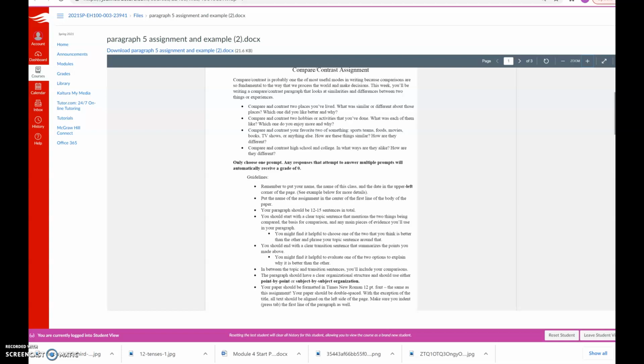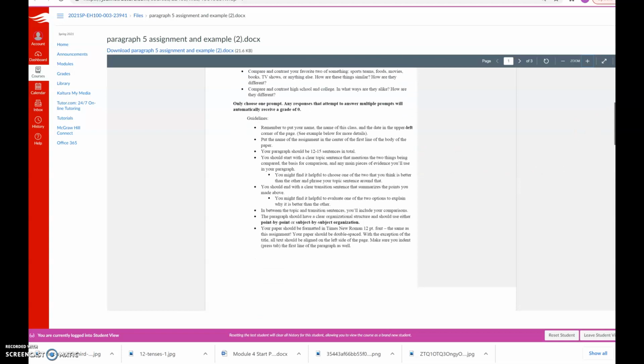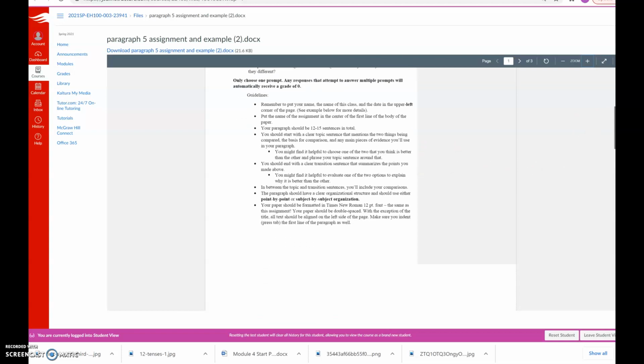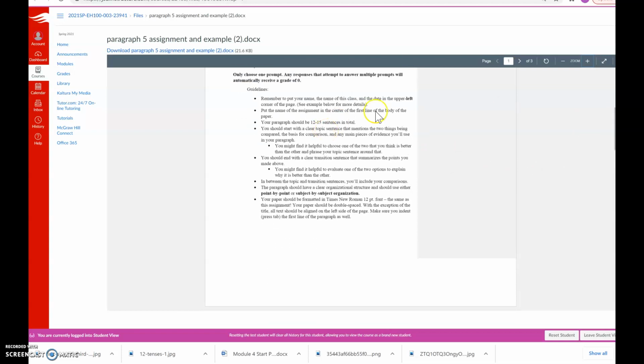Or compare and contrast high school and college. In what ways are they alike? How are they different? So only choose one prompt. Any responses that attempt to answer multiple prompts will automatically receive a grade of 0. Remember to put your name, the name of this class, and the date in the upper left-hand corner of the page. There might have been a typo on one of the previous assignments where I said upper right-hand, so this is corrected here and in bold.